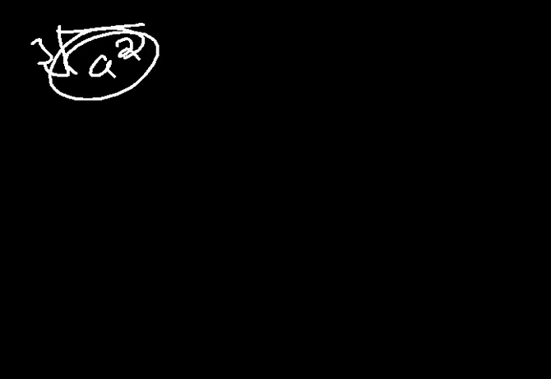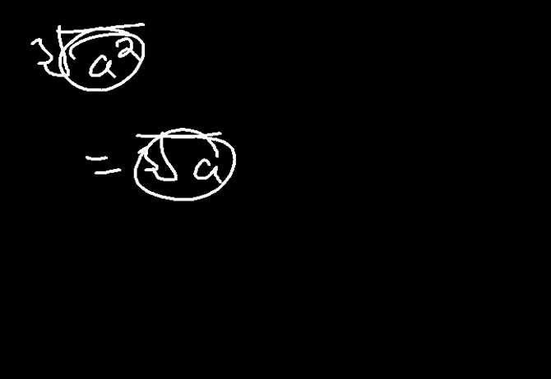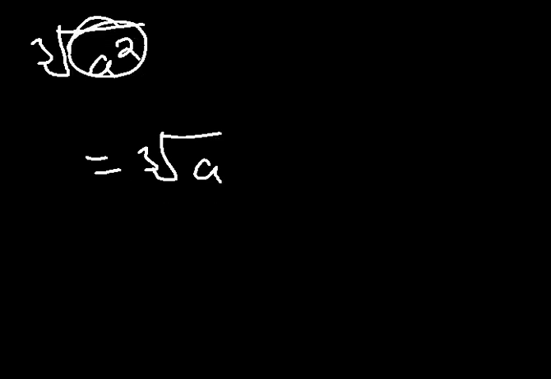And what if we have the cube root of a to the power 2? What is the conjugate of this one? The conjugate of this expression will be the cube root of a to the power 1. This is the conjugate of this one because it will help us eliminate this cube root. So now you know what a conjugate is in this case.